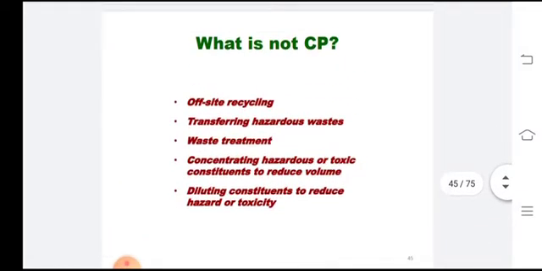So what is not CP? What must we exclude from the concept of cleaner production? That is off-site recycling, transferring hazardous waste, waste treatment, concentrating hazardous or toxic constituents to reduce volume, and diluting constituents to reduce hazard or toxicity.